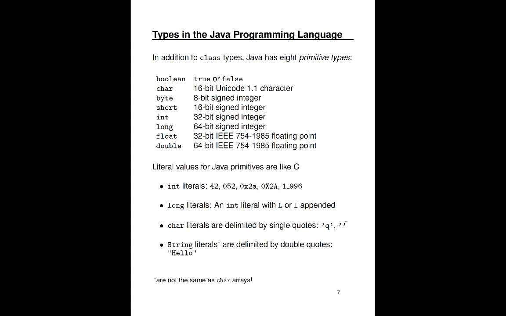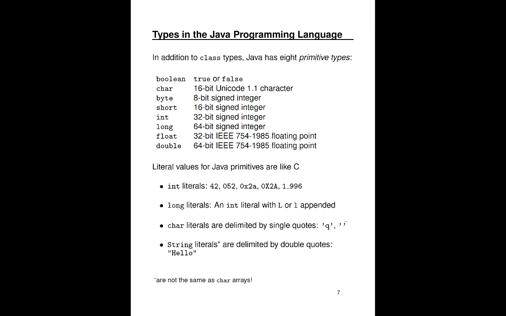Now, when it comes to specifying literal values of these numbers in the Java programming language, they're a lot like C. So you can have int literals that just look like a number, 42, or an octal, or hexadecimal. And there's also this notation in Java that allows you to have a separator character between digits in a number. You can use the underscore, which kind of looks like a comma. So 1996 can be represented as 1_996. Makes things a lot easier to read.